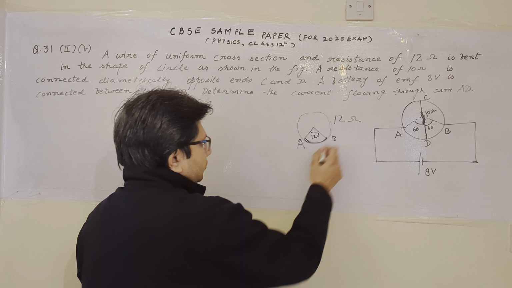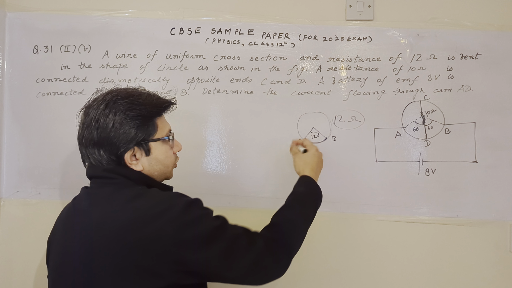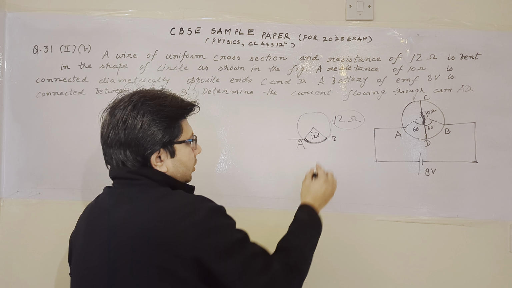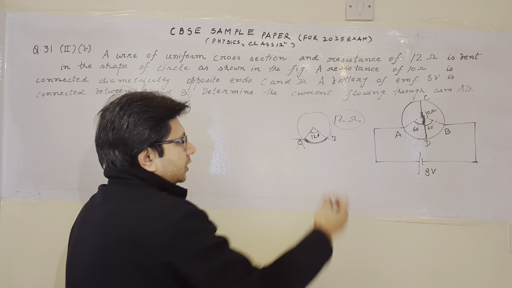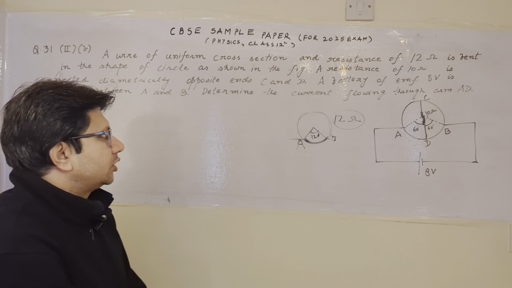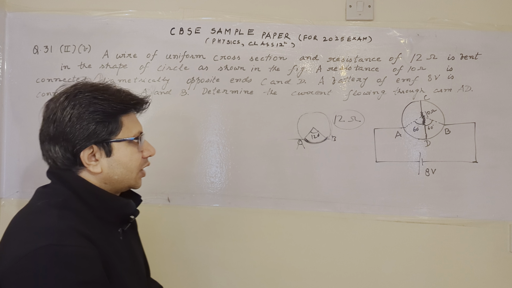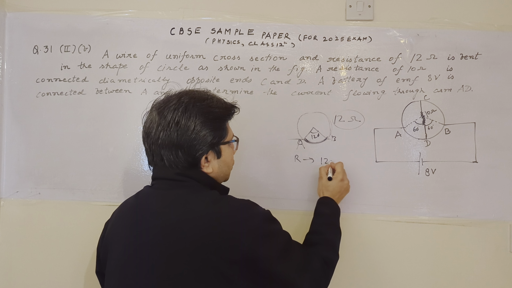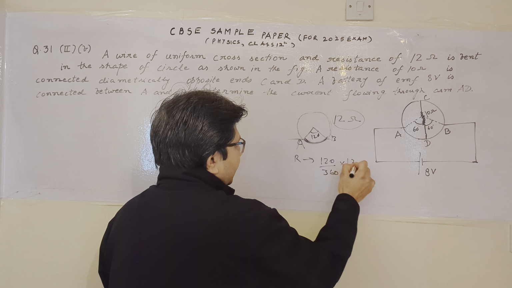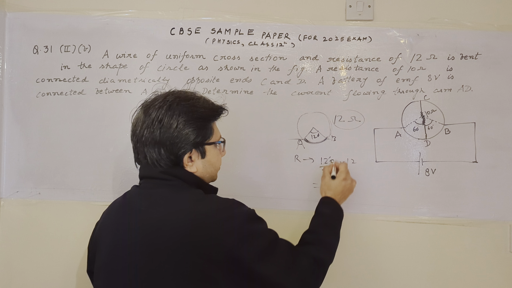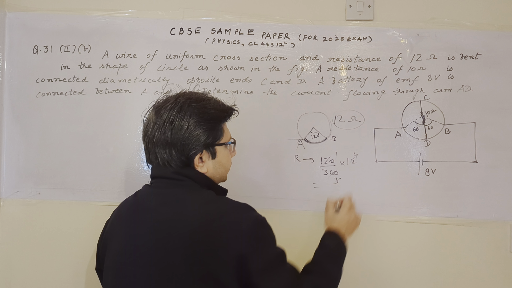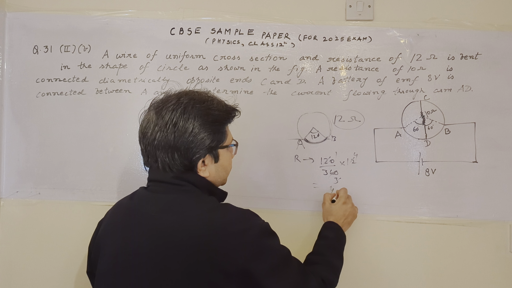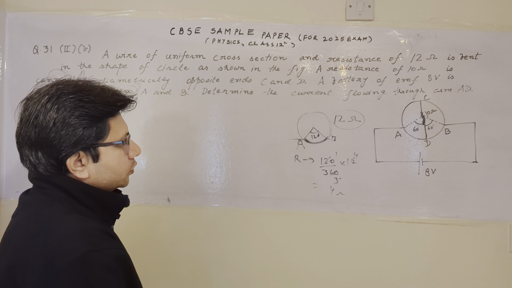It means that this particular 12 ohm resistance is divided into two sections. One is this smaller arc, one is this larger arc resistance. Now this particular wire is assumed to be uniformly distributed. The resistance is uniformly distributed throughout the wire. So we can say that this section is having a resistance of 120 upon 360 multiplied by 12, which is nothing but this is equal to 4 ohms. So we can say that this is 4 ohms.